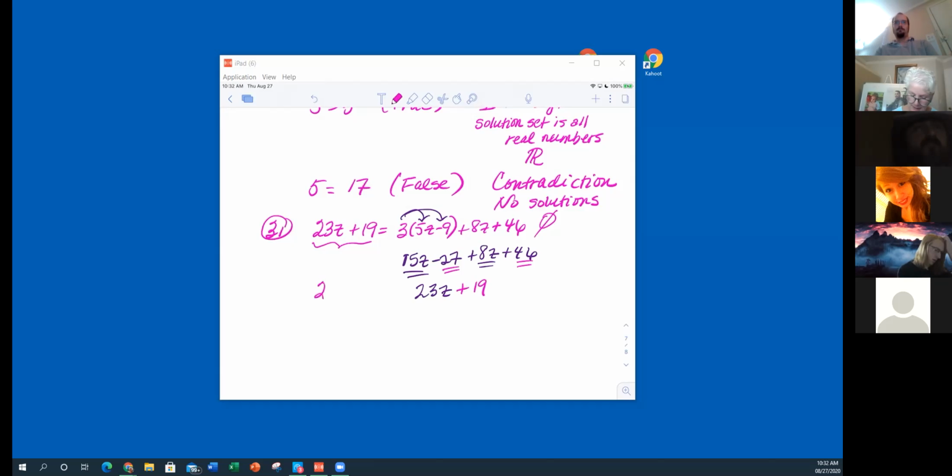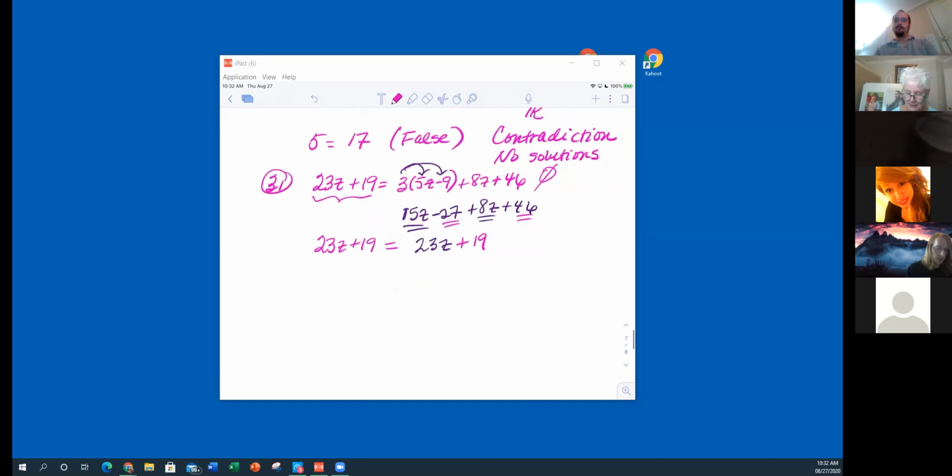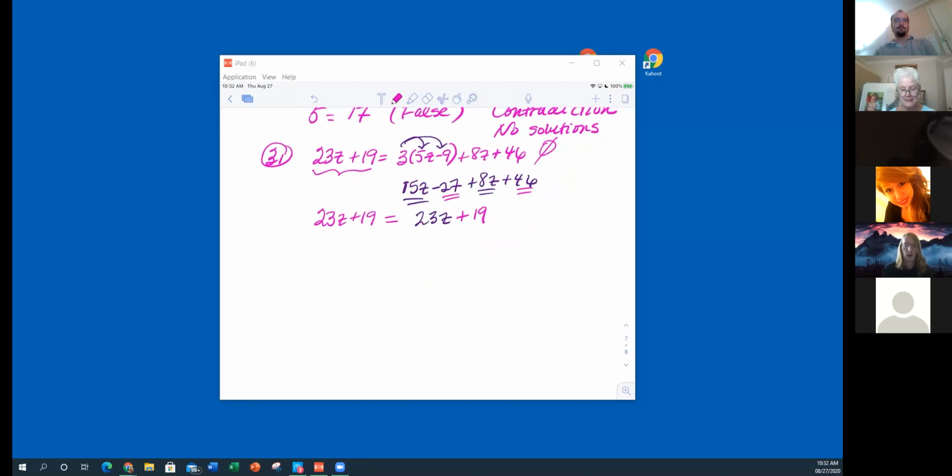Now I have 23z plus 19 equals 23z plus 19. Okay, now I want to get the z's on the same side of the equation. So I'm going to subtract 23z from both sides. And I get 19 equals 19. Well, that is a true statement, but it doesn't tell me what z equals. But that's okay, because in this case, z could be anything.